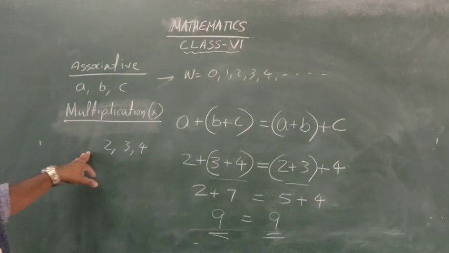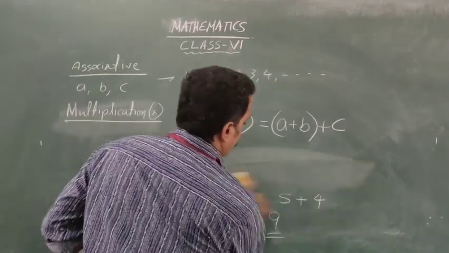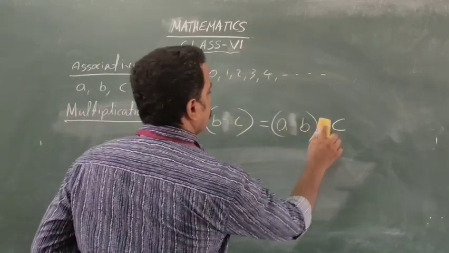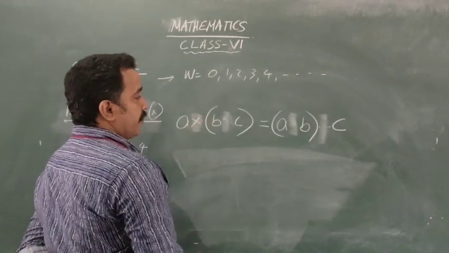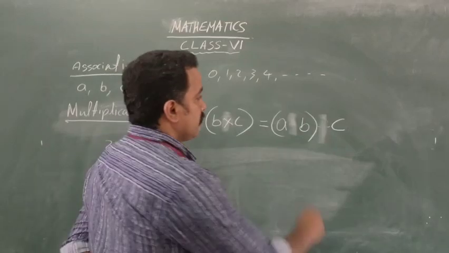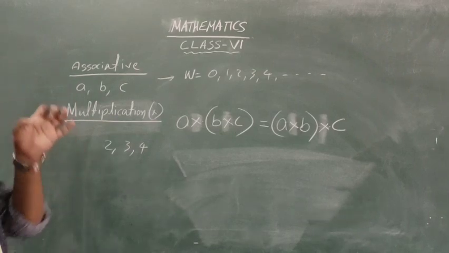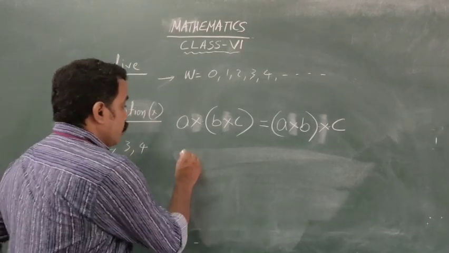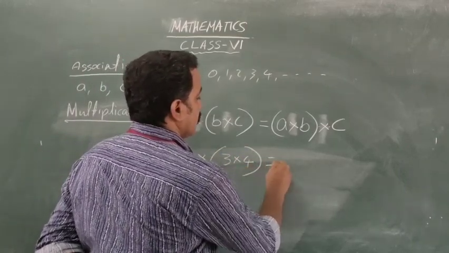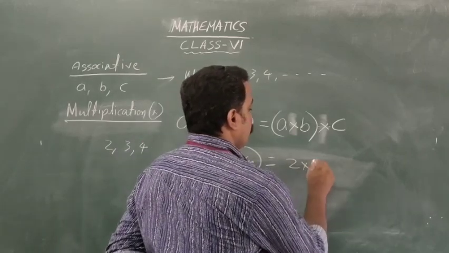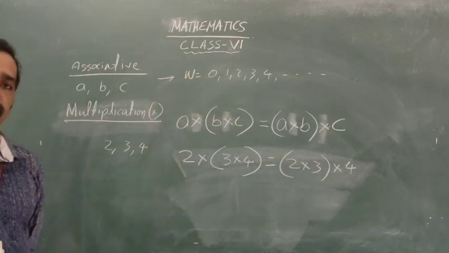If you consider these three whole numbers, then instead of addition, now we are checking with the multiplication. According to the property, A into B into C is equal to A into B into C. Let us check with this example. That is, in the place of A we can take 2. 2 into 3 into 4 is equal to 2 into 3 into 4. Let us check whether it is same or not.